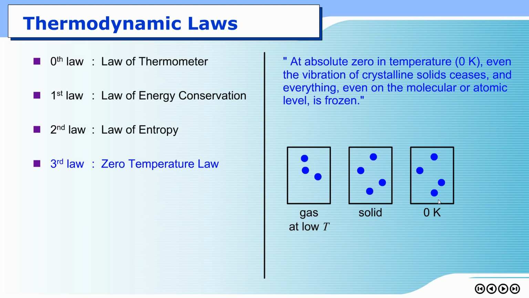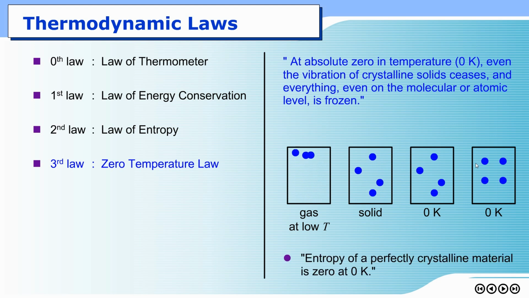But the arrangement of atoms in a solid depends on what kind of solid you are looking at. If the arrangement is random like this, the solid is called amorphous. For crystalline materials, atoms are arranged in order like this. And at this point, at 0 Kelvin, there's no vibration and the arrangement is totally ordered. We will define at this stage the entropy is 0. So the third law essentially says that the entropy of a perfect crystalline material is 0 at 0 Kelvin.